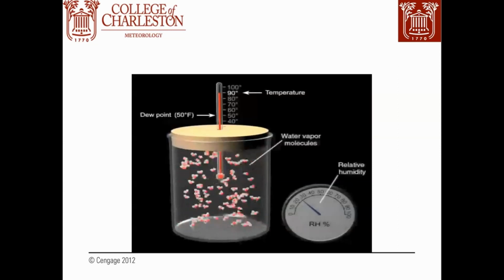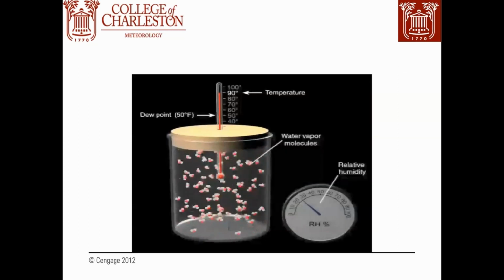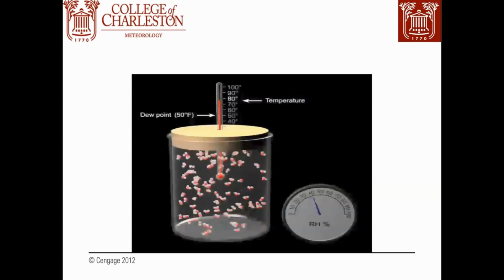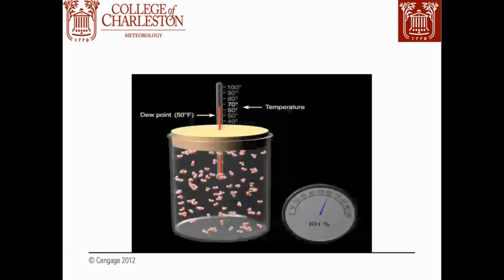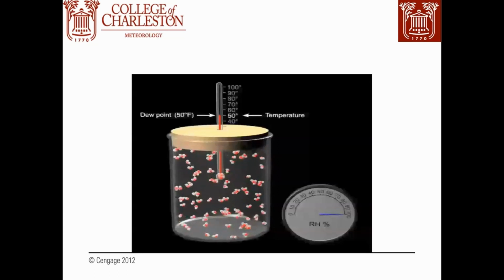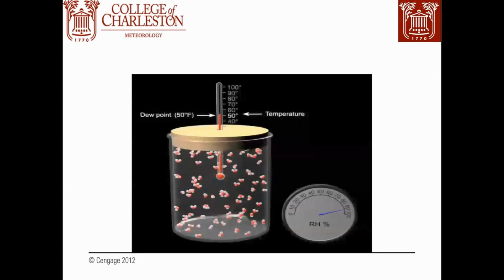There are two measures of moisture that we can use in the atmosphere. The first is known as absolute humidity, which is a direct measure of atmospheric moisture. And the second is known as relative humidity, which is a measure of how close the air is to saturation. As shown in the animation, as the temperature of the air approaches its dew point, the relative humidity will increase. This is because as the temperature reaches the dew point, the air is saturated.